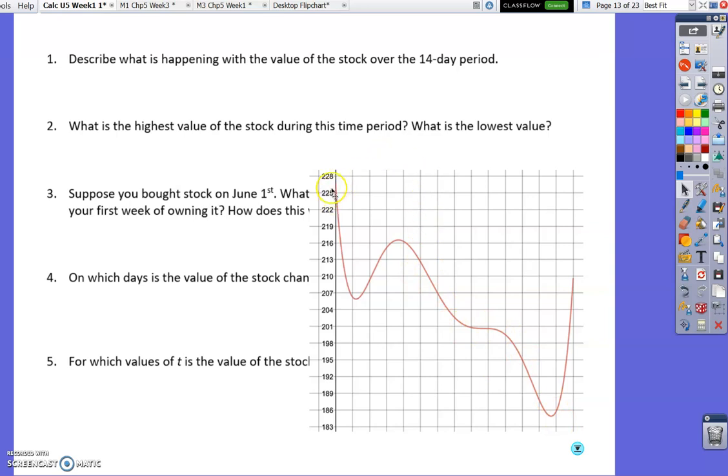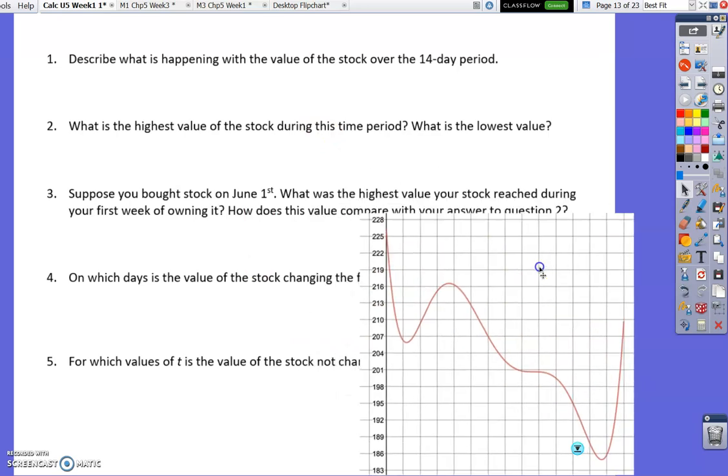What is the highest value? I'd say it starts at its highest point right here. What's the lowest value? Well, that's here. So you're going to want to guesstimate what those two are. And so there you've got your answer to 1 and 2. So take a minute, write those down. Highest value here, lowest value here. What's happening? You need to get your own words in there.